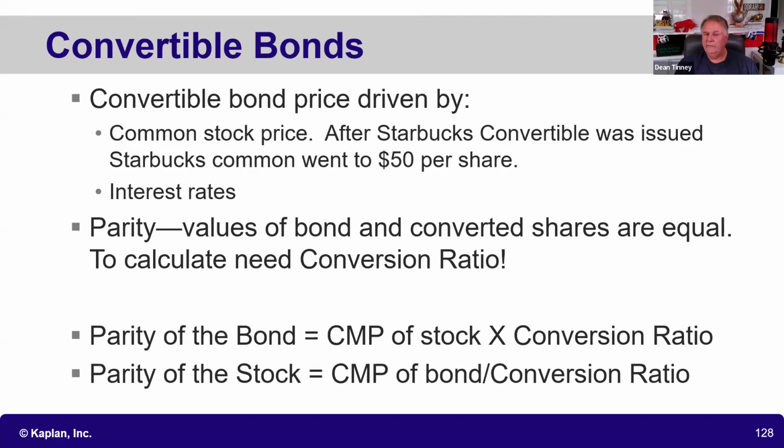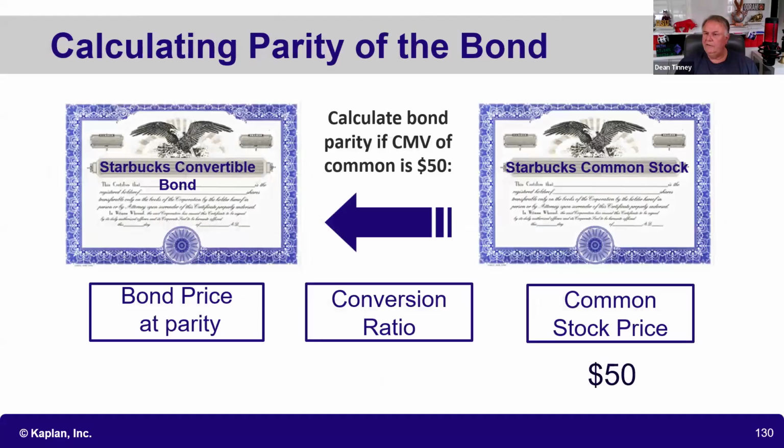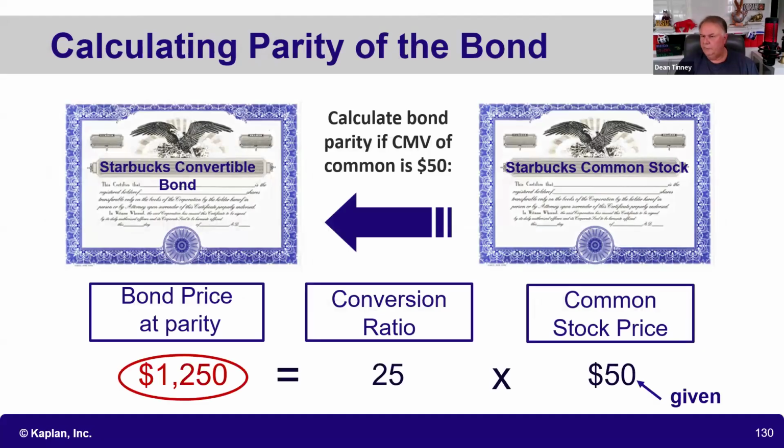So here, parity of the bond. When does the bond's price equal the stock equivalent? We'll do both of them. We're either going to multiply or divide. As we said, Starbucks here had a conversion price of 40. We said it's 25 shares, and now the stock is trading at 50. I say, Brenda, if we turn this into the stock at 50 and we got 25 shares, that bond is worth 1250. You said, well, we only paid 1,000. I go, yeah, aren't we looking good? We're looking pretty damn good.